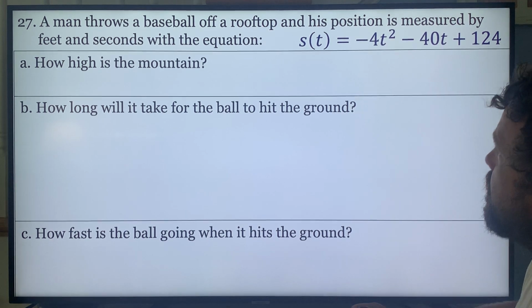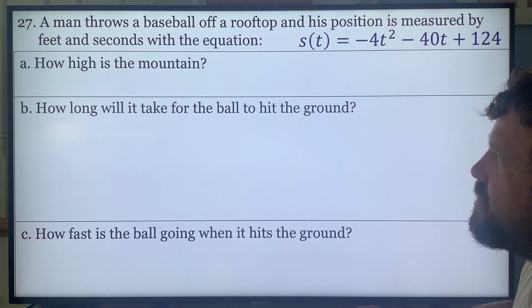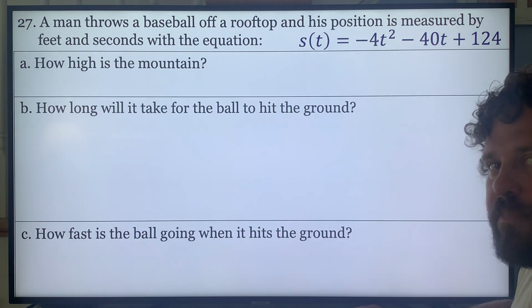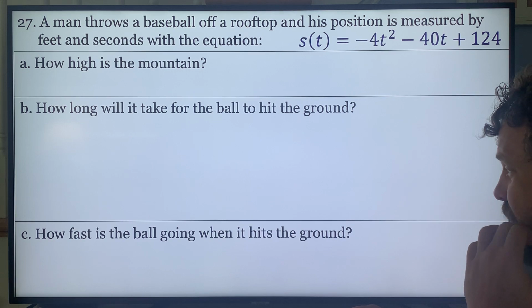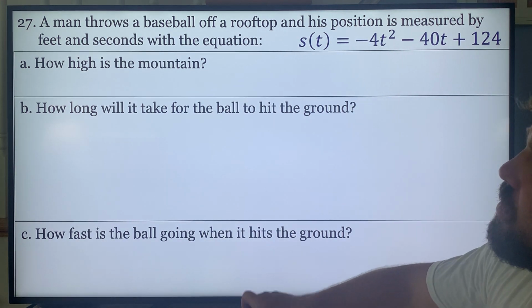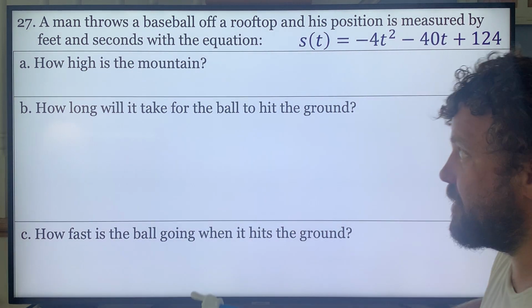A. How high is the, not mountain, rooftop? How high is the rooftop? I gotta clean this whole problem up. So how high is the rooftop? How long will it take the ball to hit the ground? And how fast is the ball going when it hits the ground? So it's not a mountain, it's a rooftop. As you can see, I just pretty much changed my last question.